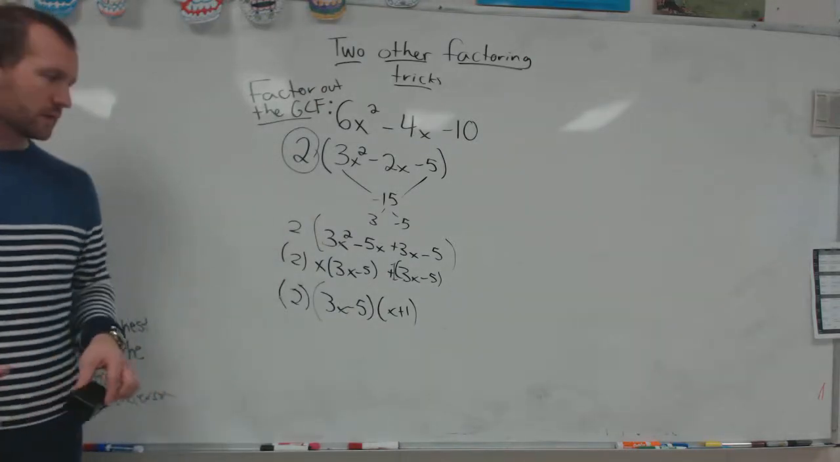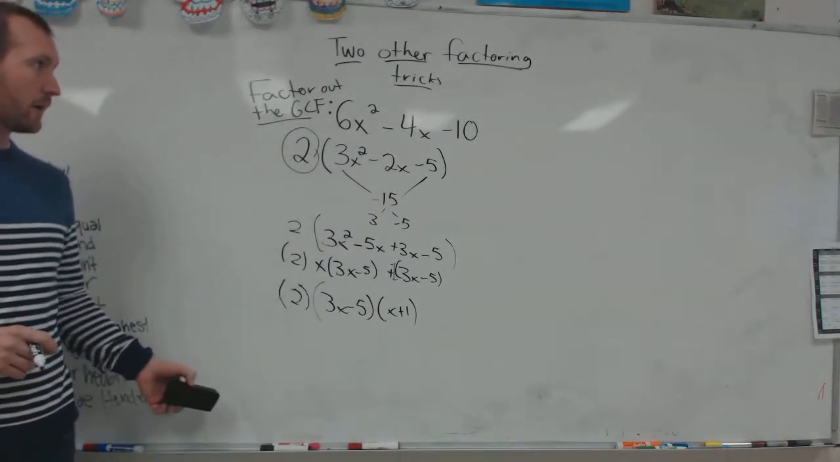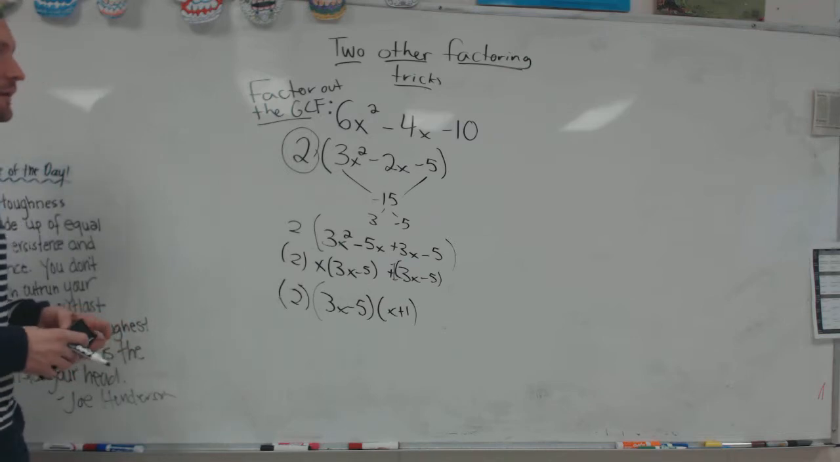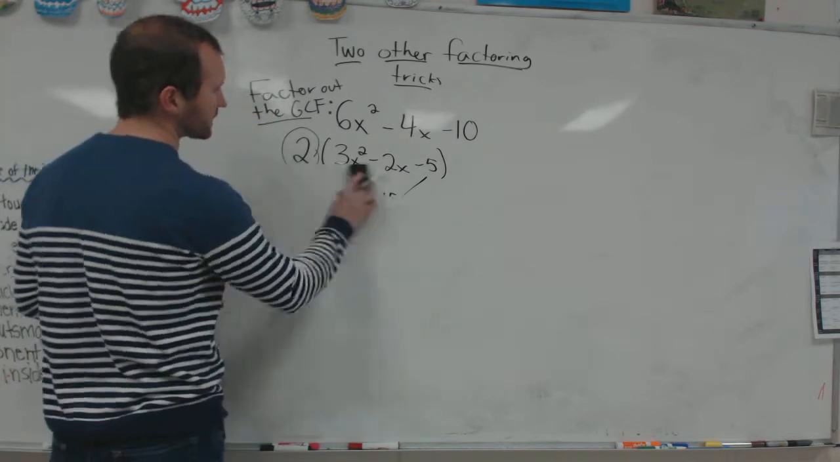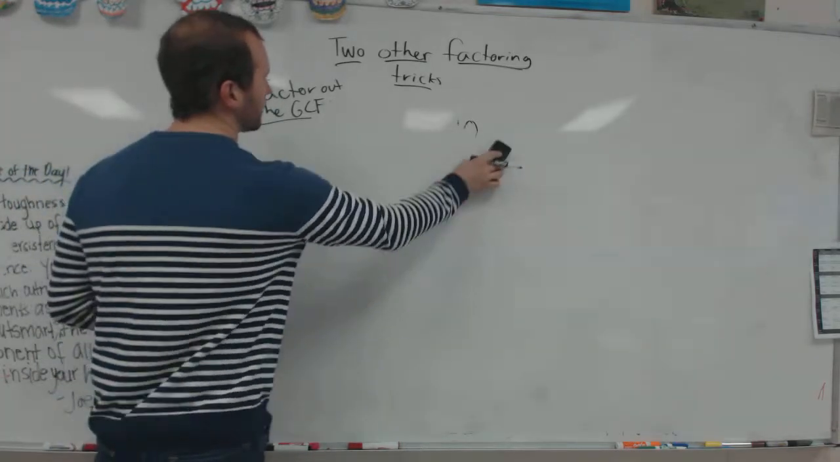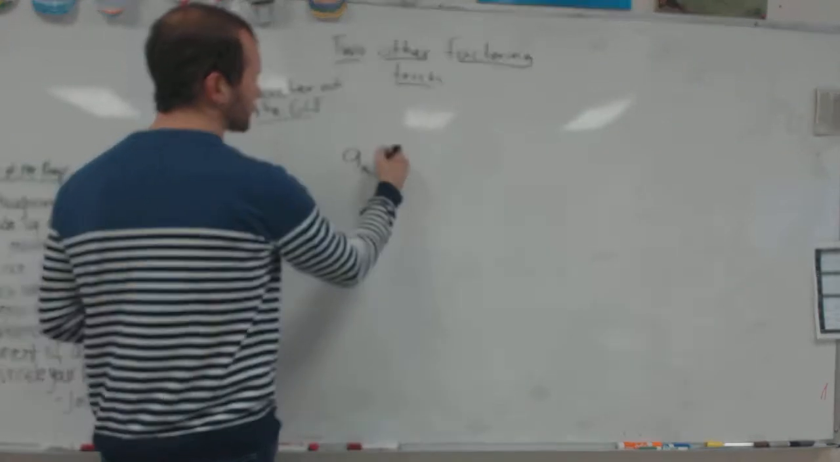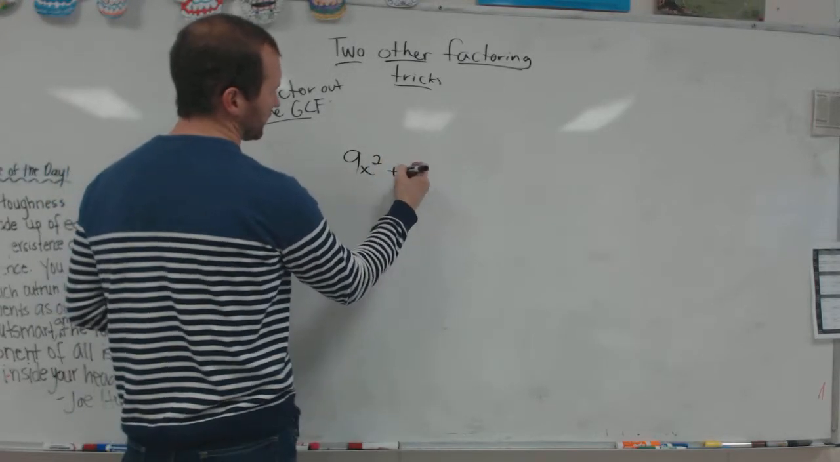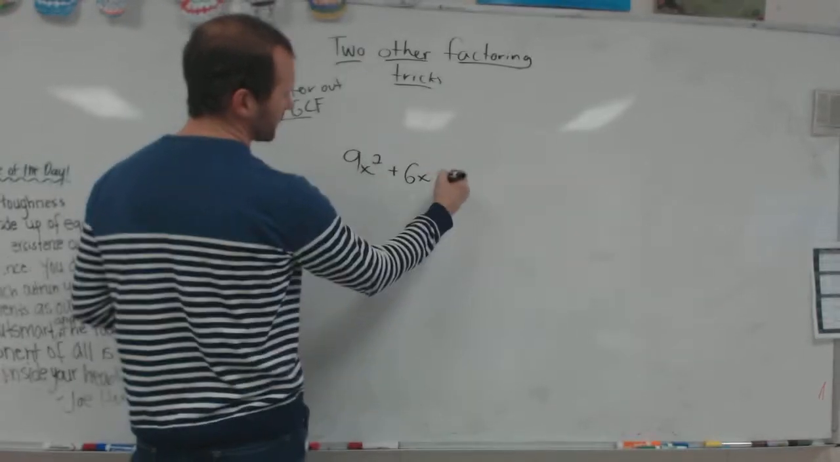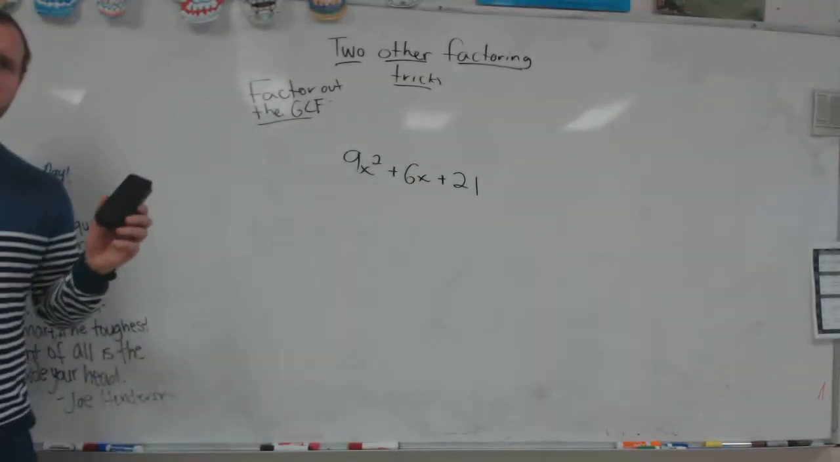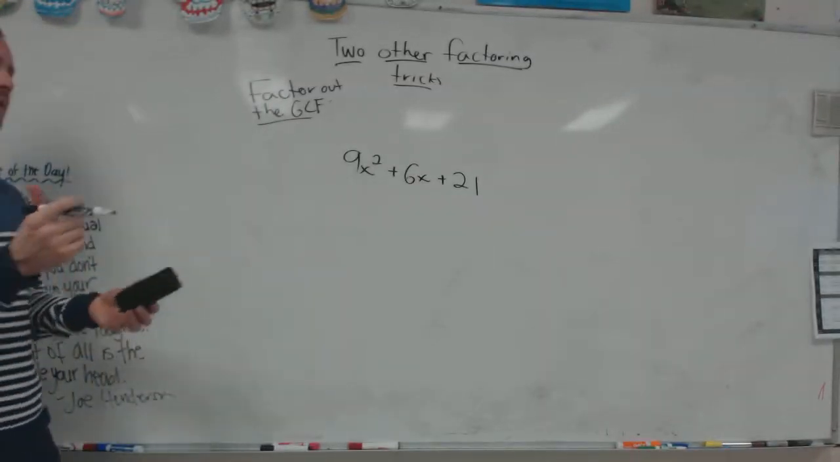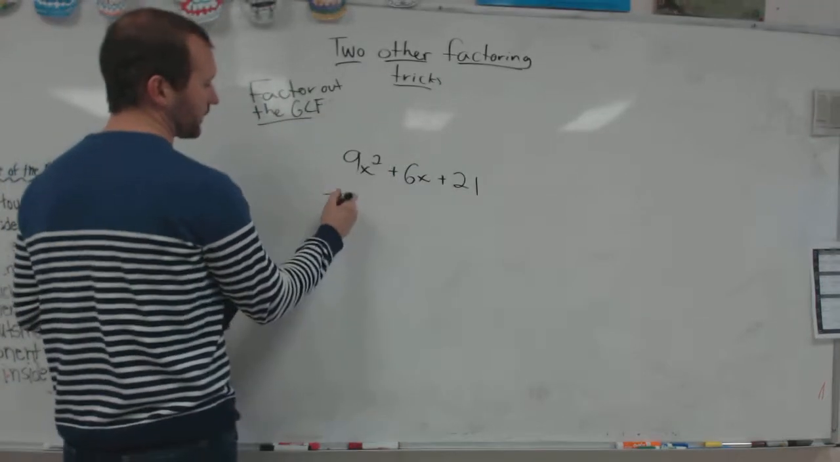Okay. So that's kind of where we are right now. Factoring out the GCF. And let's just do a little bit of practice with just that kind of first step. Like if we had something like this: 9x squared plus 6x plus 21. What would you factor out there? Yeah, 3, right? So we'd factor out a 3.